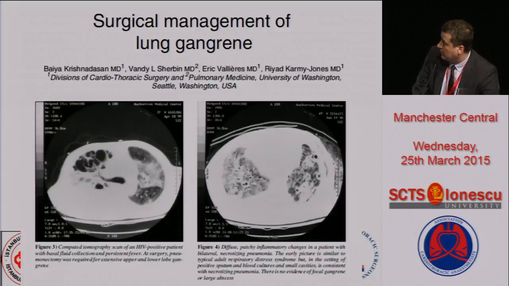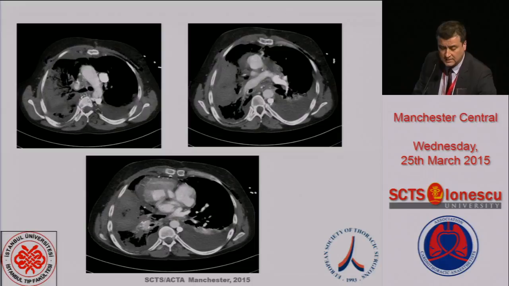And again, on the left side, you see an HIV-positive patient with the destroyed lung because of lung gangrene. And on the right side, you see an ARDS-like chest CT, which started as ARDS-like and changed into acute necrotizing pneumonia, and you can notice the abscesses located in the lung field, small abscesses.